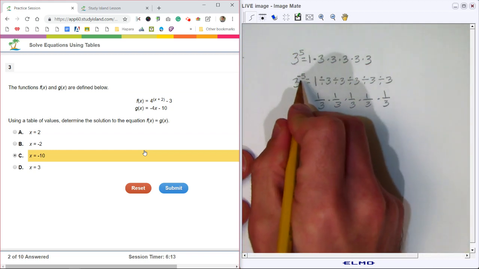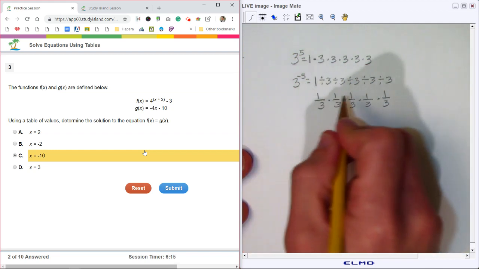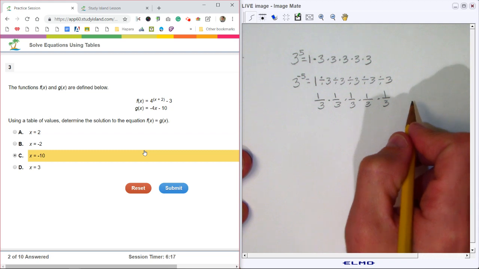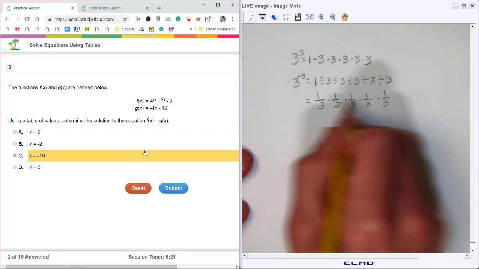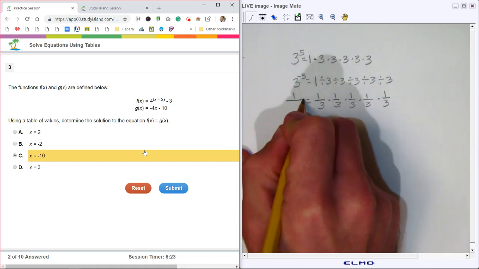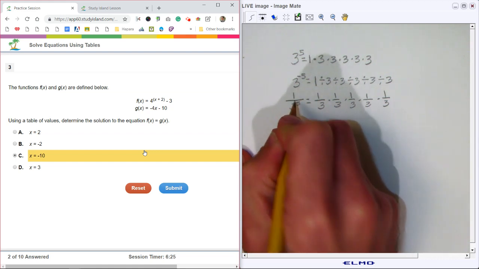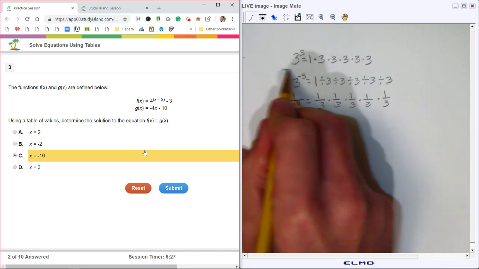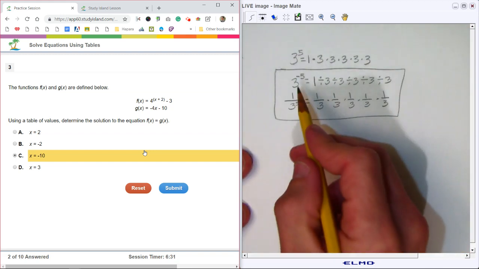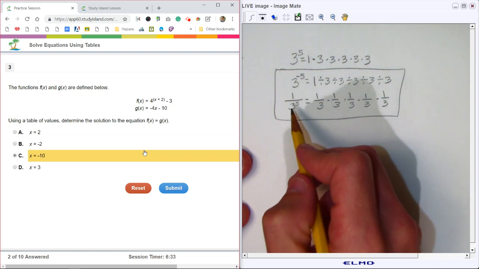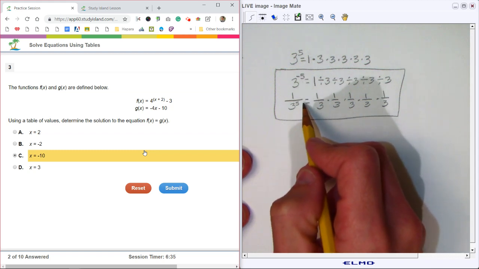So another way that people write negative exponents is they simply write them as a fraction with a positive exponent, but in the denominator. So how could I write all of this? I could write it as 1 divided by 3 to the 5th power. These two things are equal to each other. Okay, so you can write 3 to the negative 5th power as 1 divided by 3 to the 5th power.